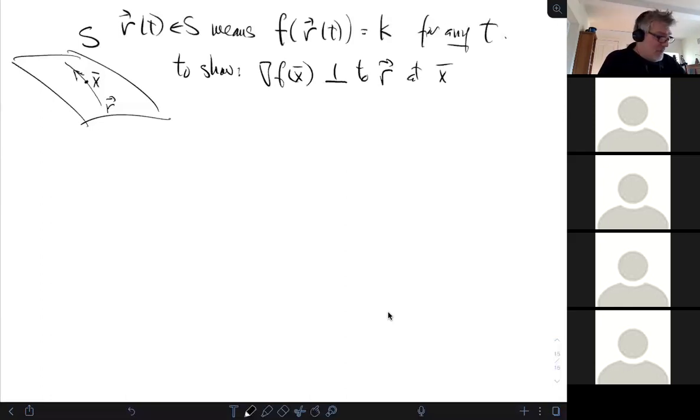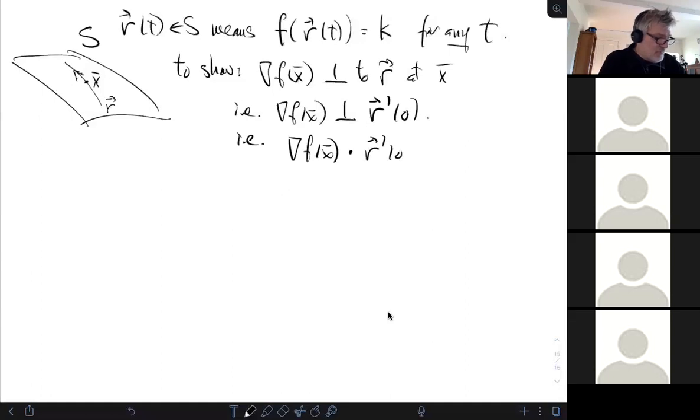What does that mean? It means that the gradient of F at X bar should be perpendicular. So R at X bar, this is R of 0. You take the derivative there, that's the tangent, R prime of 0. In other words, I want to show that the gradient dot R prime of 0 is 0. So that's what we want.